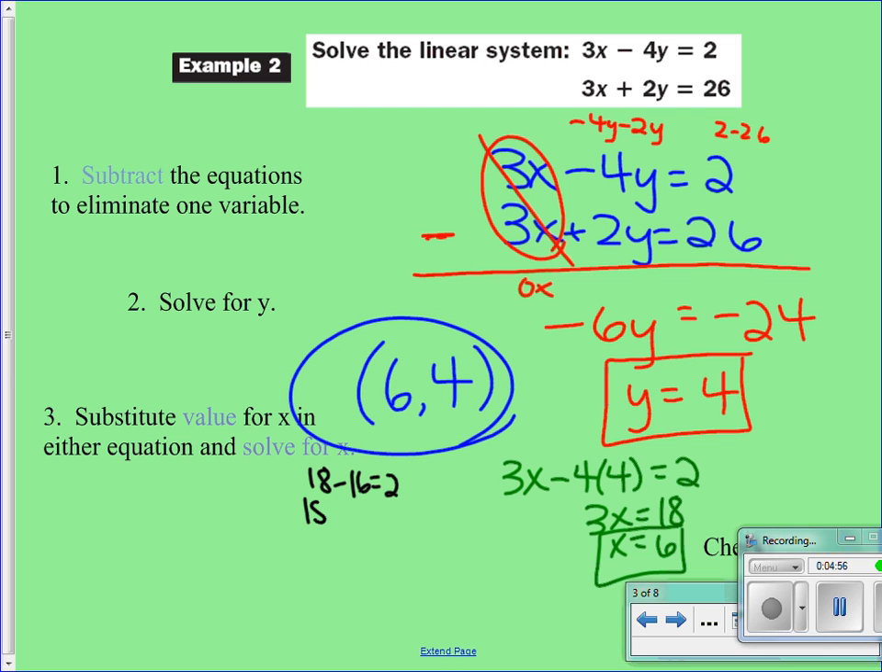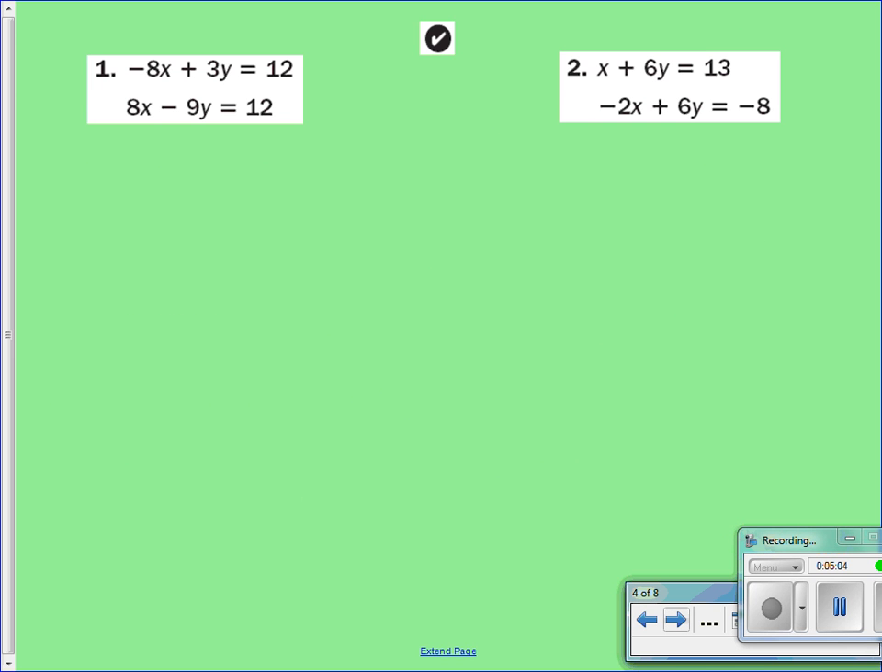3 times x is 18, plus 2 times 4 is 8, and that is 26. Both of those work. So let's check this out again. Look at your checkpoints. Now, you always are looking for the variable that has the same coefficient, either opposites or the exact same. And this is -8 and +8 for the x.